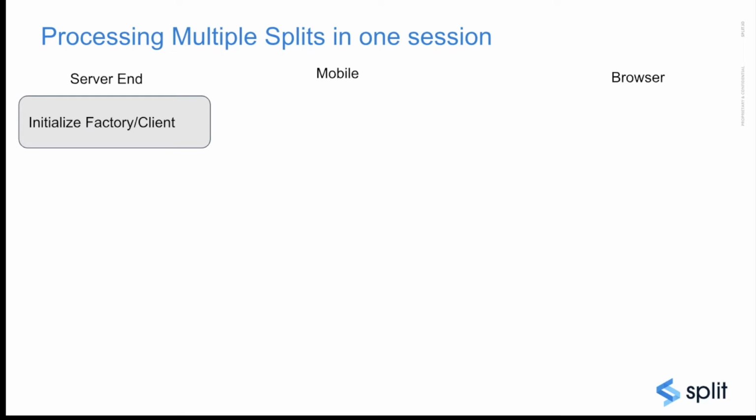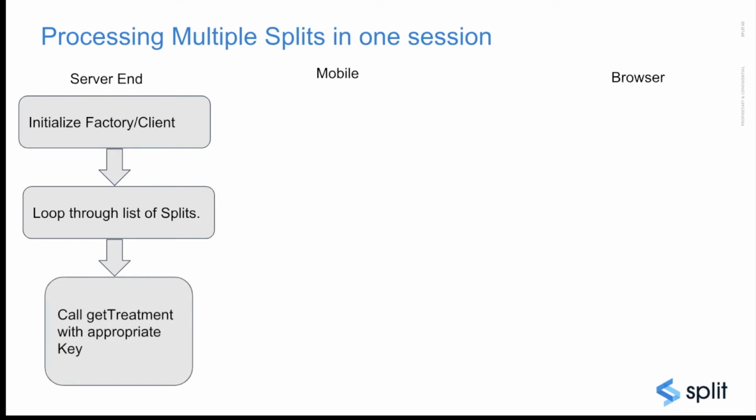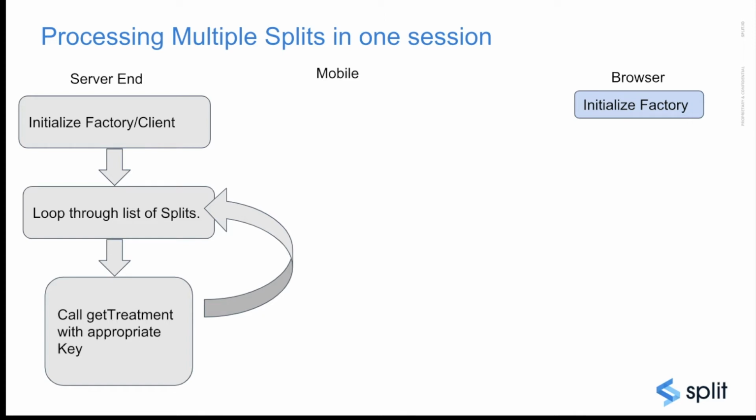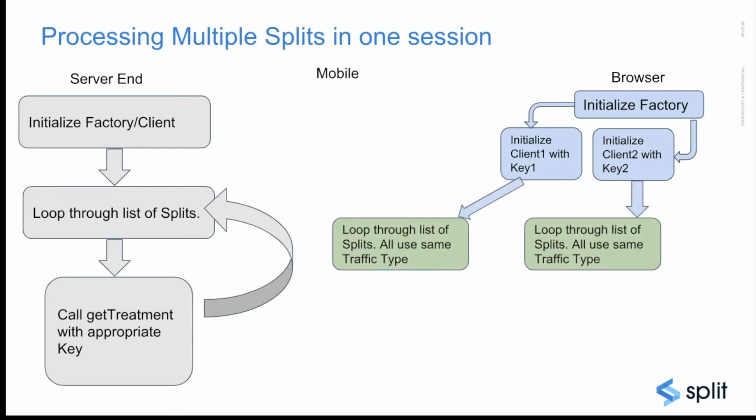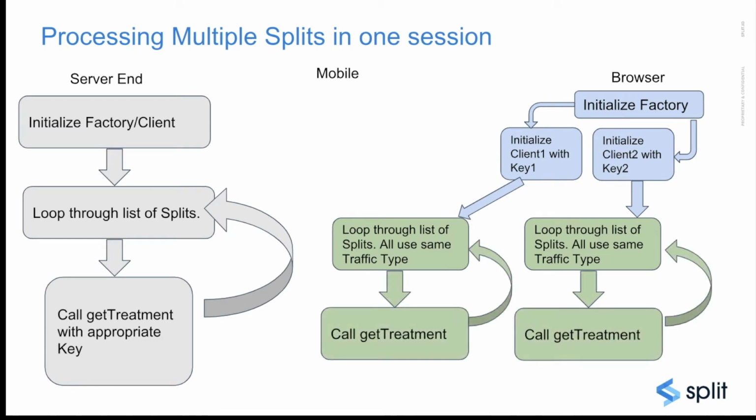So to show a flowchart of how this works: for the server-side SDKs, we initialize the factory or the client object, and then we loop through the list of splits and call getTreatment with the appropriate key that corresponds to the split traffic type. Now for the browser, in this case JavaScript, we initialize the factory, then we can initialize multiple client objects corresponding to each key we're going to use. Then we loop through the list of splits that correspond to each client, and then we call getTreatment.